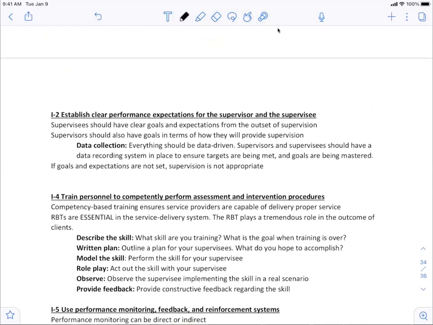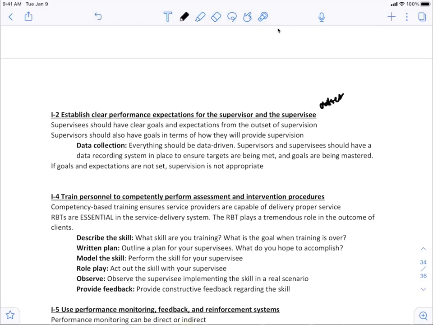I2, establish clear performance expectations for the supervisor and the supervisee at the outset, onset of the relationship. When the relationship starts, we need clear expectations, clear goals. As clear as day, what do you expect of your supervisees? I hear all the time, RBTs say, I don't know what my BCBA wants from me. That's a tough relationship. They should know exactly what you expect each and every time they go to treatment.